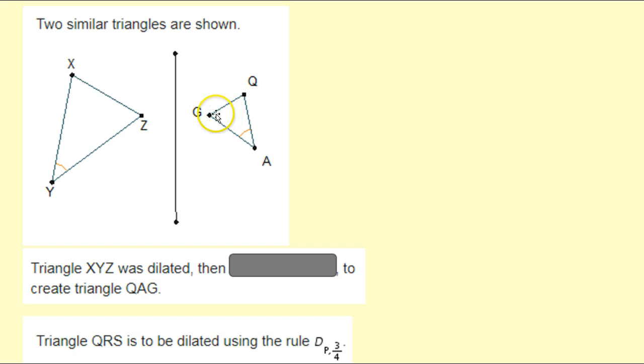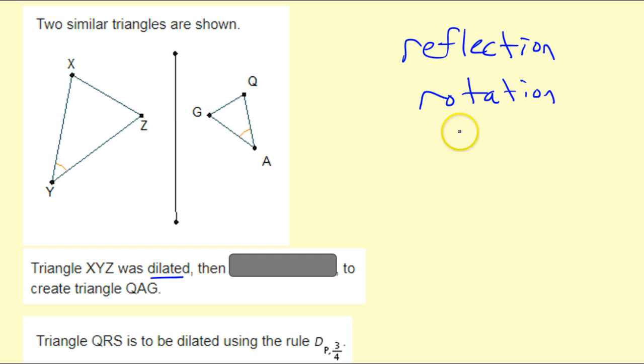Okay, so these are similar, meaning the angles are all congruent. So what two transformations happen? Clearly there's a dilation because I went from a big triangle to a small triangle. So there's a size change. That means there's a dilation. But other than a dilation, is there a reflection? Is there a rotation? Or is there a translation?